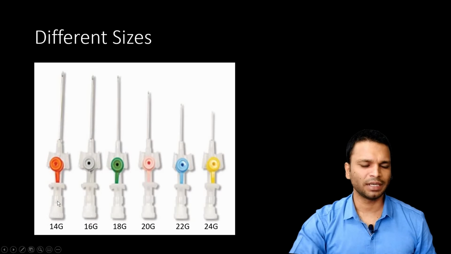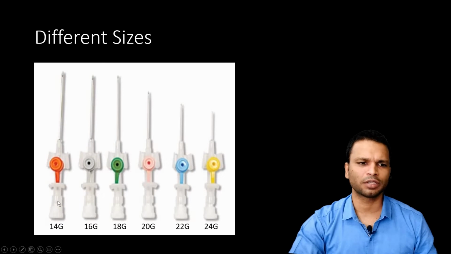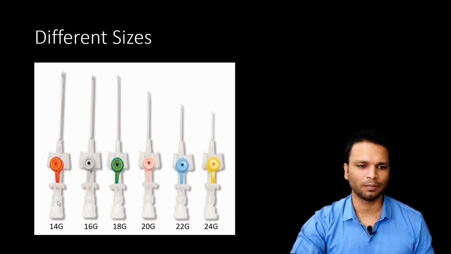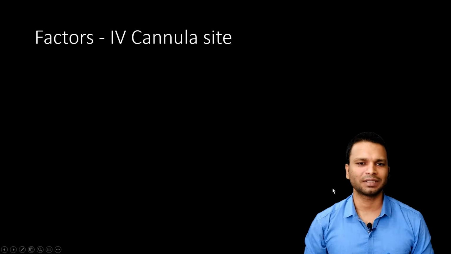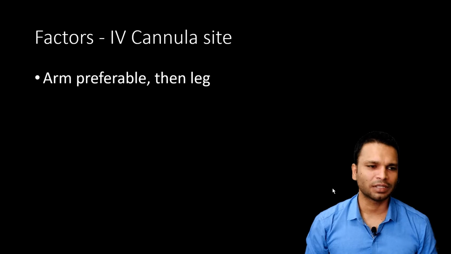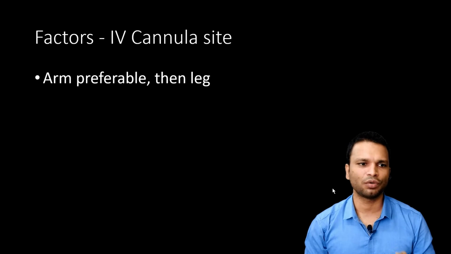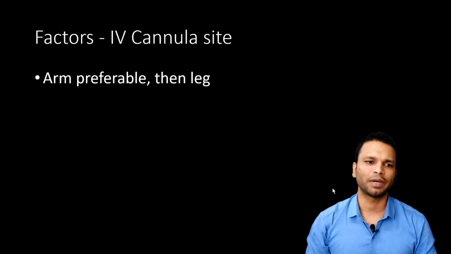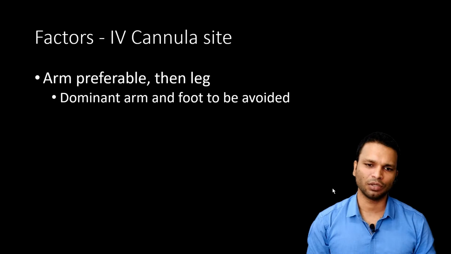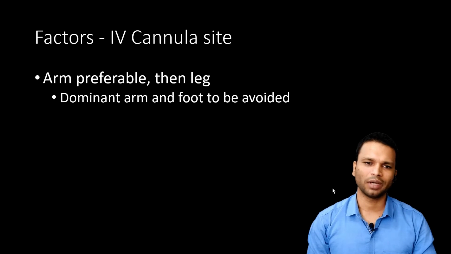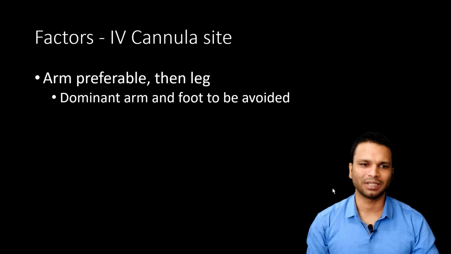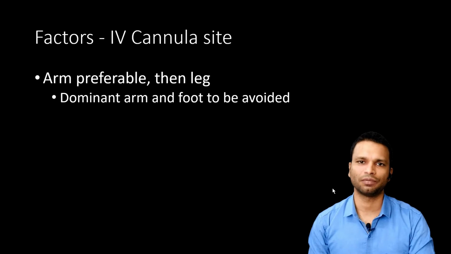Using the 14 gauge cannula, you can infuse approximately 1 liter in 2 minutes into the blood. Now, factors that affect the site of cannula placement. First, you should always go for veins in the arms as compared to the legs. In the arm, always go for the non-dominant arm and avoid the foot region, as we talked about earlier. Avoid the leg, and that includes the foot region.